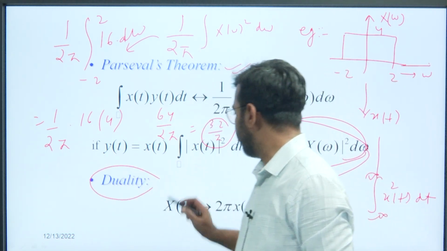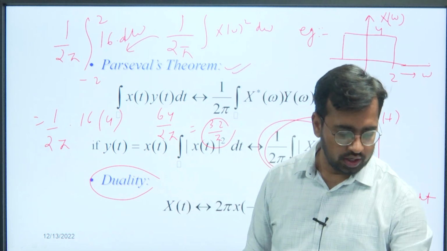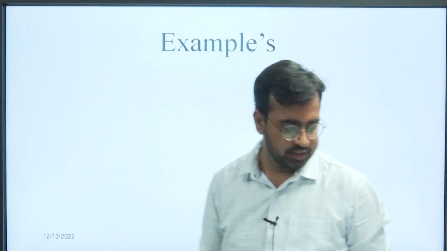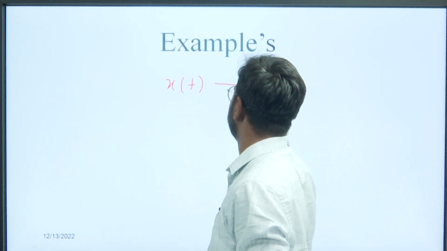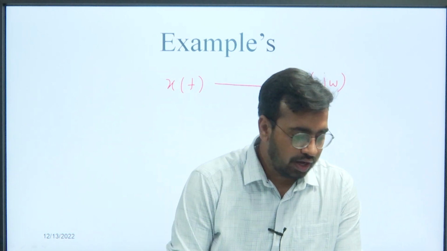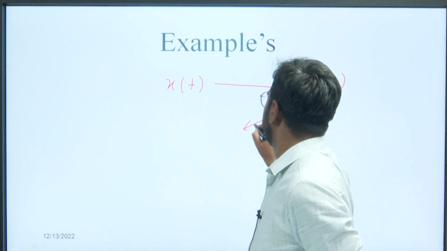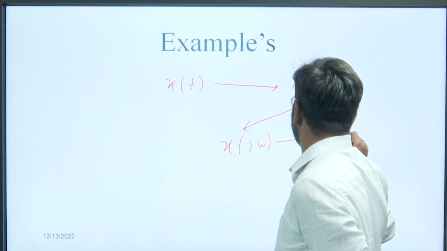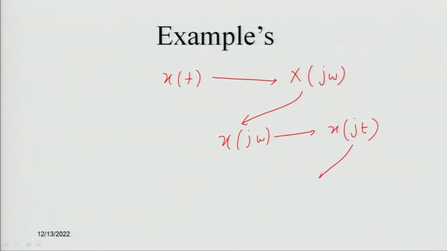So now next is the duality theorem. What is the duality theorem? As per the duality theorem, if x(t) gives you X(j omega), and now you have some input in this j omega form, convert this into the jt form, then you can write its Fourier transform as 2 pi x(minus omega). You can easily see, let us understand it from an example.